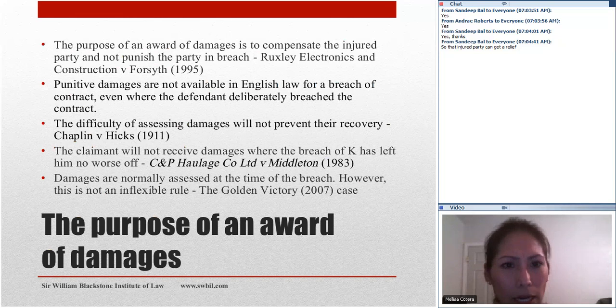There is a case here called Ruxley Electronics and Construction versus Forsyth. In this case, Ruxley Electronics was meant to build a 7'6" deep pool, but it was built to only 6'9". It was found that the pool was safe for diving, and the defendant never intended to put in a diving board. Also, the defendant had no intention to use the damages to correct the pool. However, the defendant refused to pay any money given the defect, and the plaintiff sued for breach of contract.